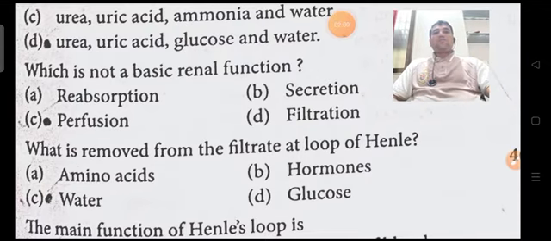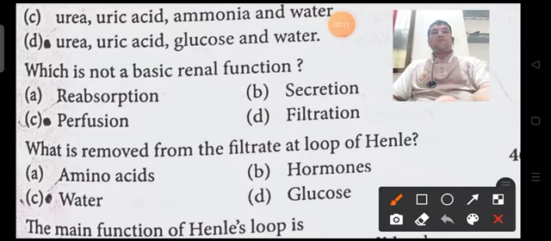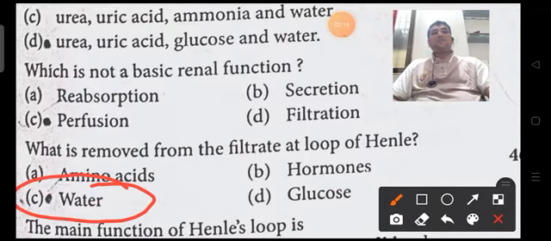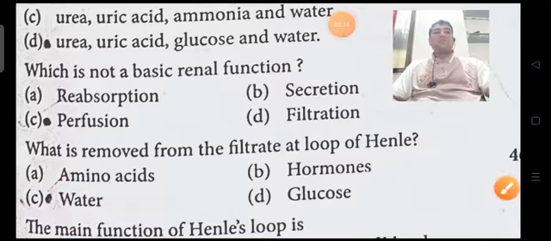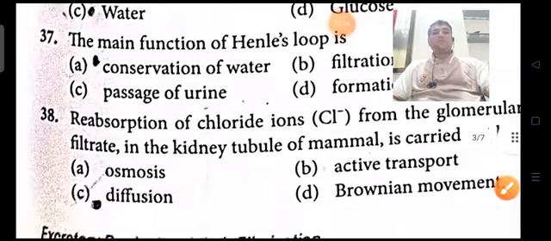Next, what is removed from the filtrate in the loop of Henle? Already you know that concentration of urine is done. Concentration of urine means nothing but removal of water. Removal of water is done in the loop of Henle. Either electrolytes or water are removed, and especially the water is removed for concentrating the urine.